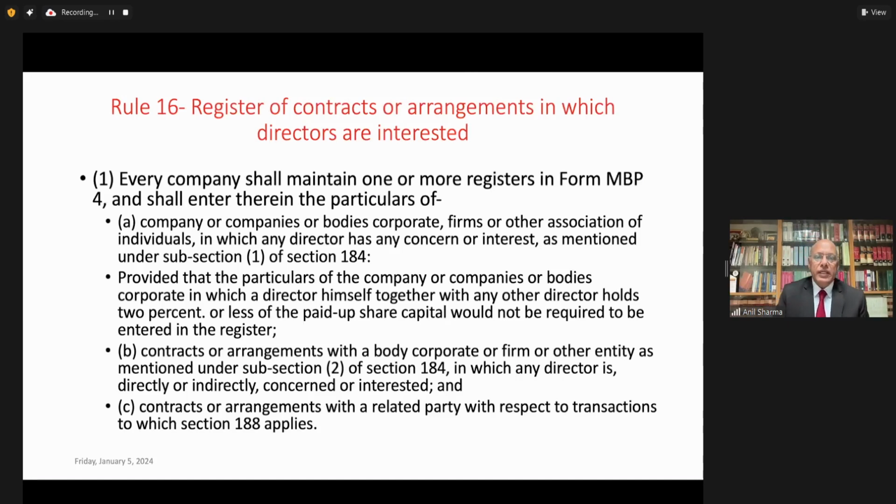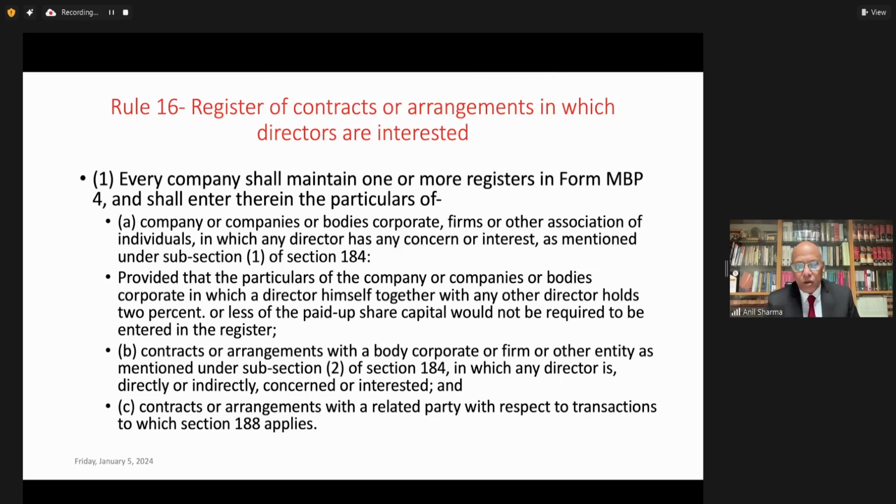What are the notices? So you must have seen MBP 4, which is the register format where all that information is incorporated. What are those companies or bodies corporate, firms, or other associated individuals in which any director has concern or interest? So first, a director gives the information, and that information is incorporated, is placed into the register maintained under section 189. So that is the requirement.